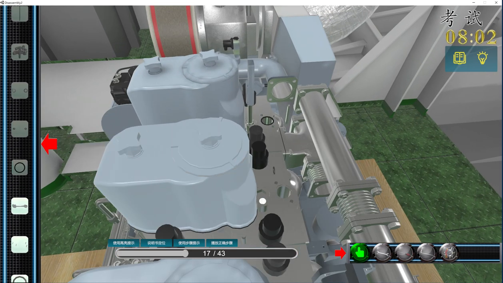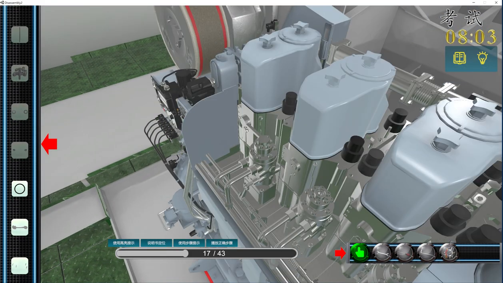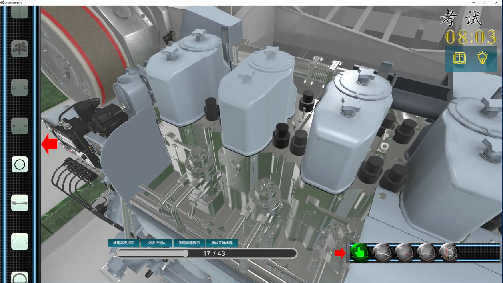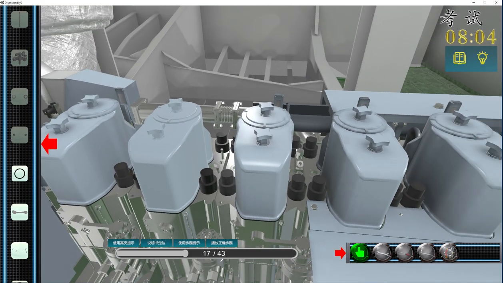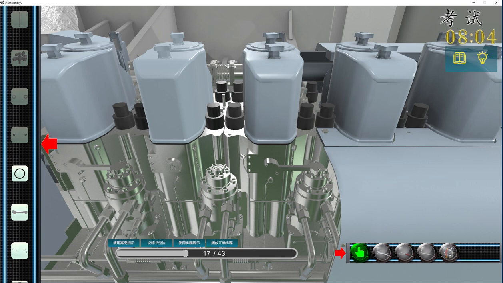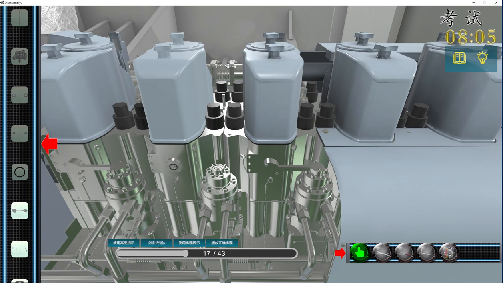Later on we will adjust our clearances, and adjusting the clearance is something really important for the engine itself, because the engine operates on the proper timing that is set from the fuel pump, the injection, and then from the camshaft.